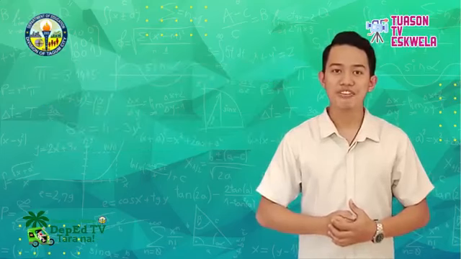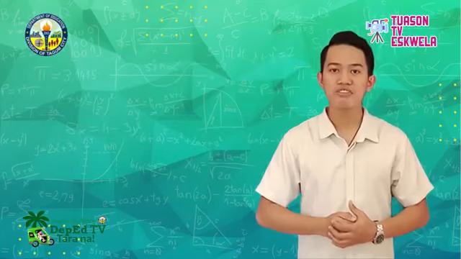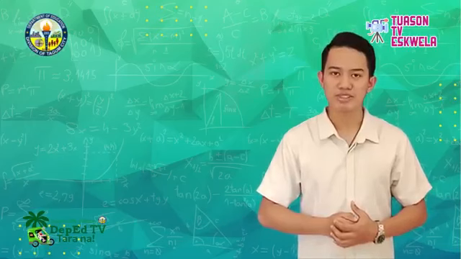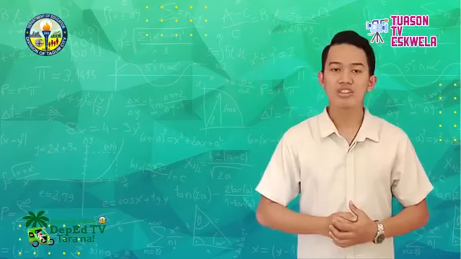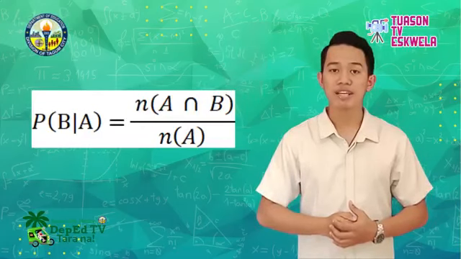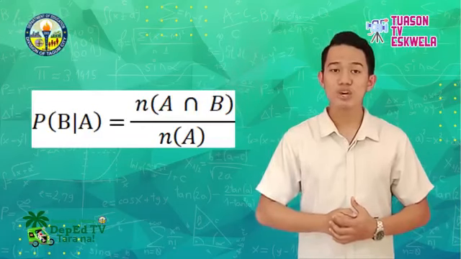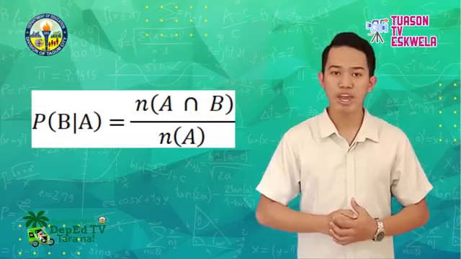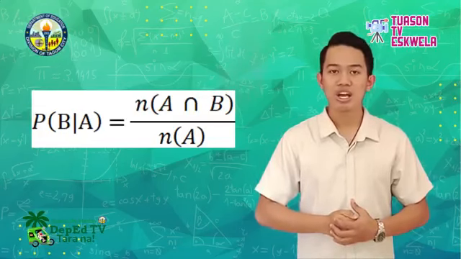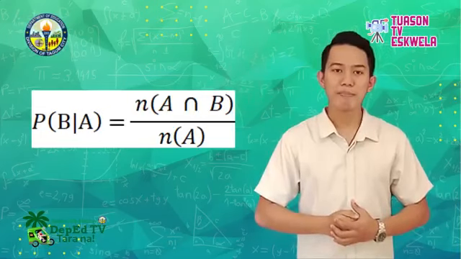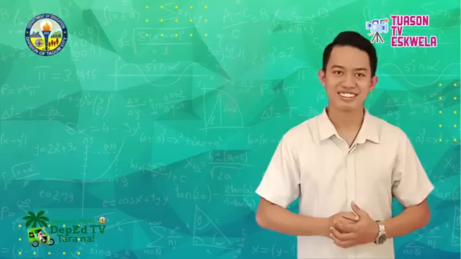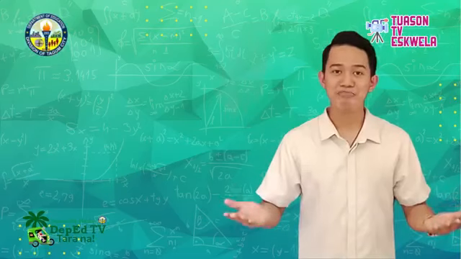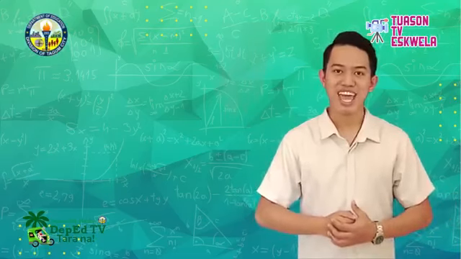we can use a different conditional probability formula to solve problems. For 2 events A and B, the conditional probability of events A and B is equal to the number of ways event A and event B occur together divided by the number of ways event A occurs. Let's hop into our examples.